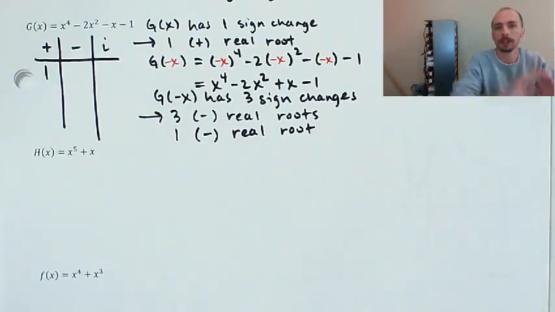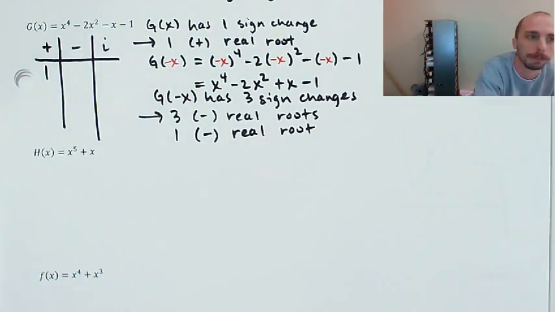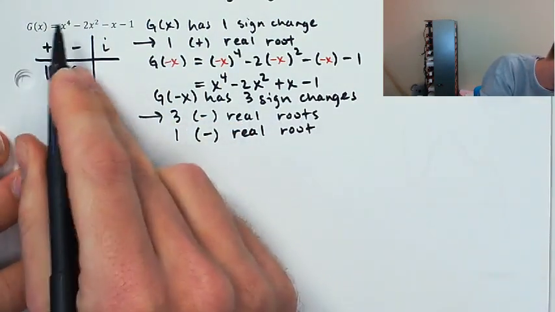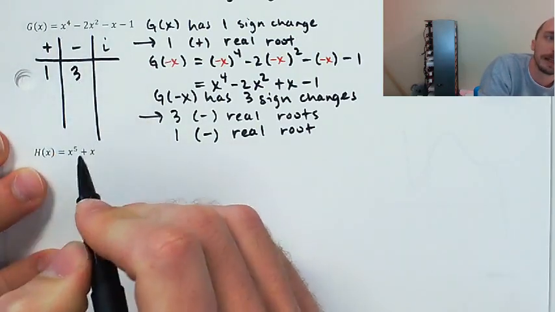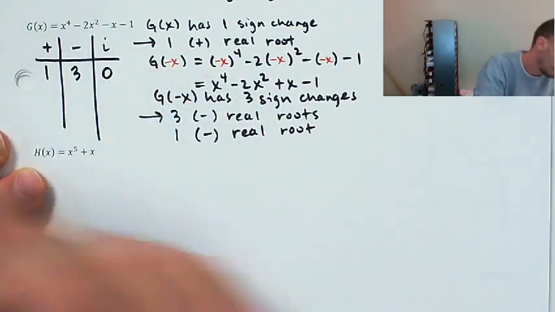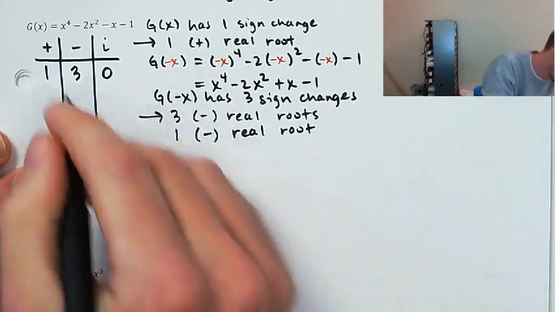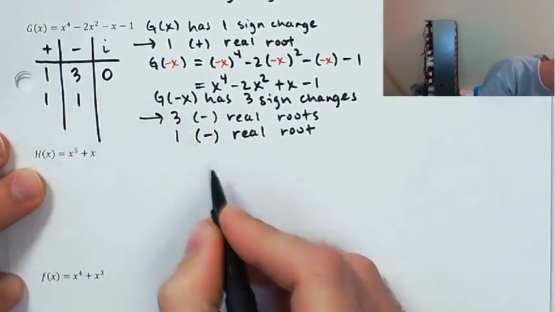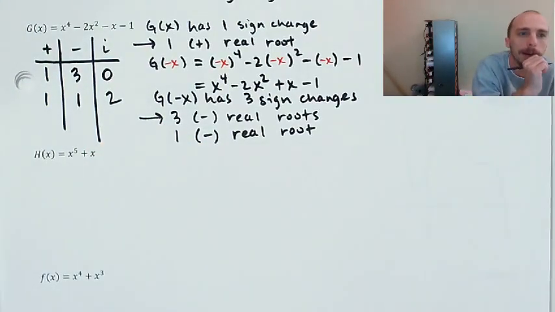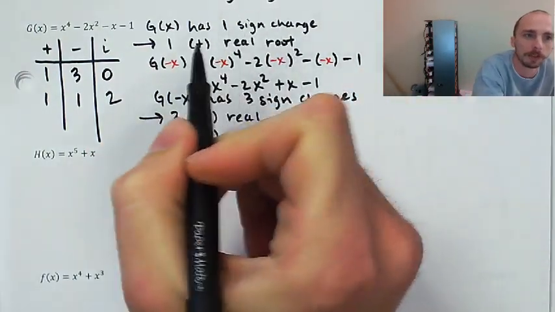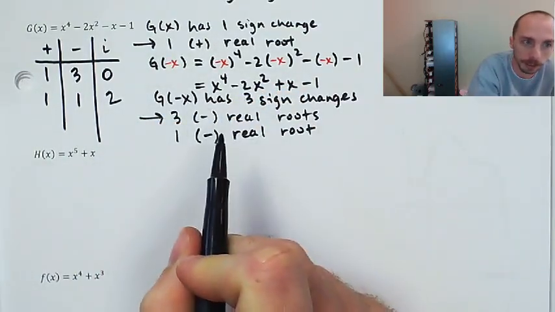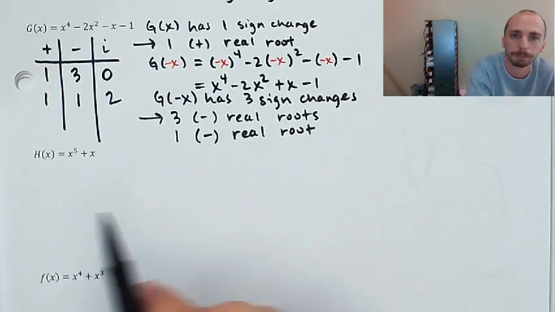In that case, 2 of them would go over to the imaginary side. So maybe I've got 3 negative real roots. In that case, I've got all 4 of my roots accounted for. I have no imaginary roots. If there was 1 positive and 1 negative, then I would be left over with 2 imaginary. But I don't have any other possibilities, right? Because this is the only possibility for positive real roots, and these are the possibilities for negative real roots. So I've hit them all.